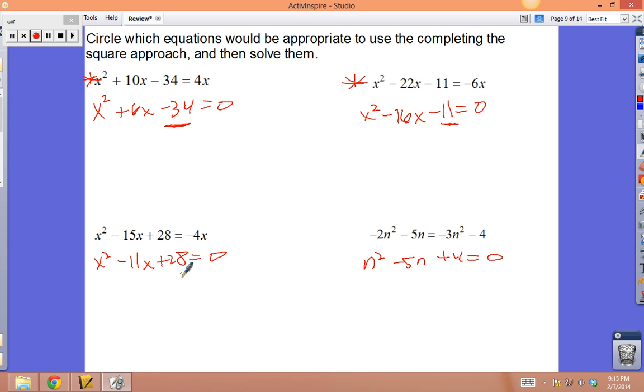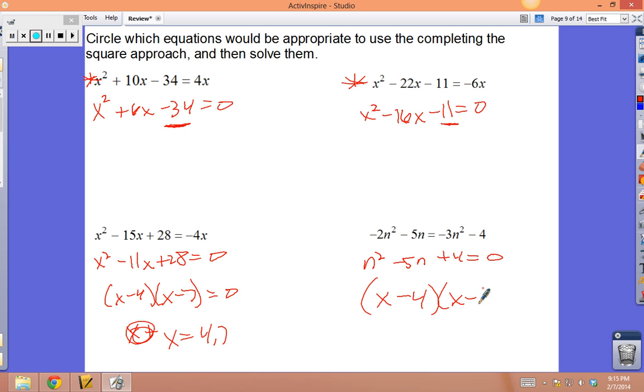So this one. Times give you 28, add and give you a negative 11. And that's 4 and 7, so I can go x minus 4, x minus 7, so that one's slick. x is 4 or 7. And this one's got times give you 4, add and give you negative 5, x minus 4 times x minus 1. Okay, so the bottom two I can factor.